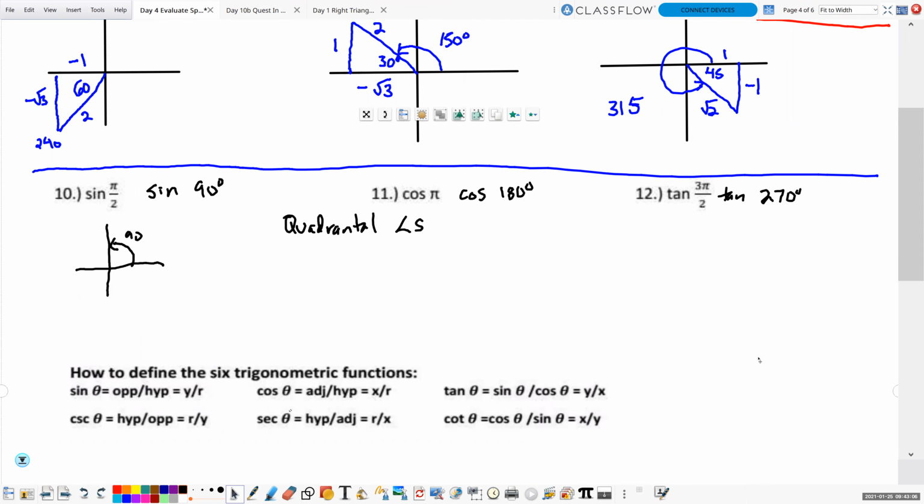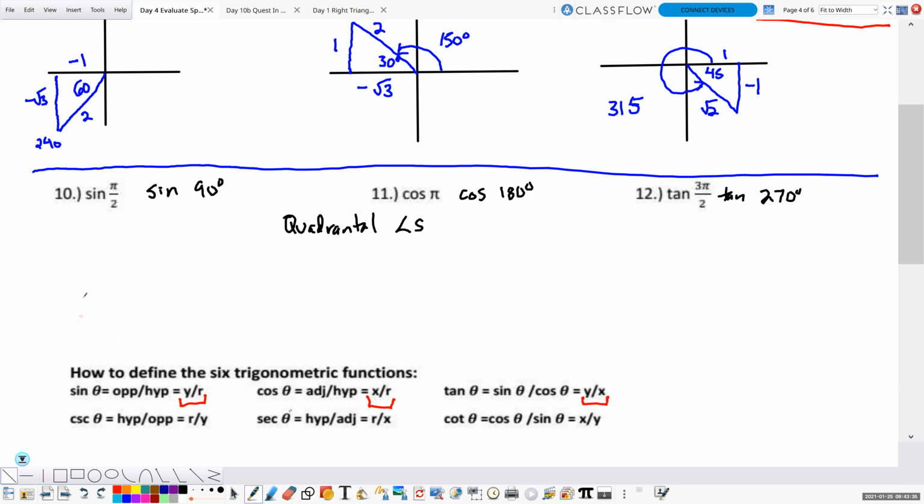All right. So we define sine as opposite over hypotenuse. In some situations in Algebra 2, we started using y over r. Here, cosine can be x over r. Tangent can be y over x. We're going to use that to find the sine, cosine, and tangent of our quadrantal angles. I'm just going to neaten this up because I need to not be so sloppy.